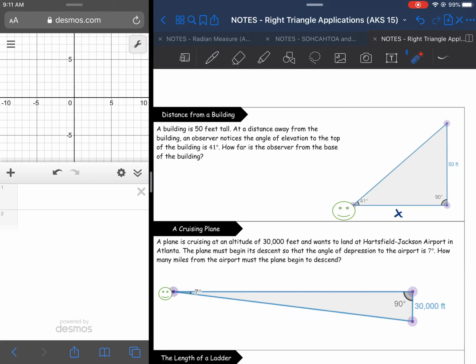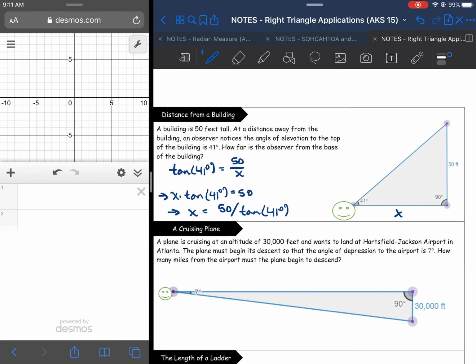So relative to the 41 degrees, we have the opposite leg and the adjacent leg. That tells me that we should use the tangent. So we're going to take the tangent of 41 degrees is equal to the opposite leg, which is 50, divided by the adjacent leg to 41 degrees, which is X. Multiplying X on both sides, this will give me that X times the tangent of 41 degrees is equal to 50. And dividing both sides by the tangent of 41 degrees, we get that X is equal to 50 divided by the tangent of 41 degrees.